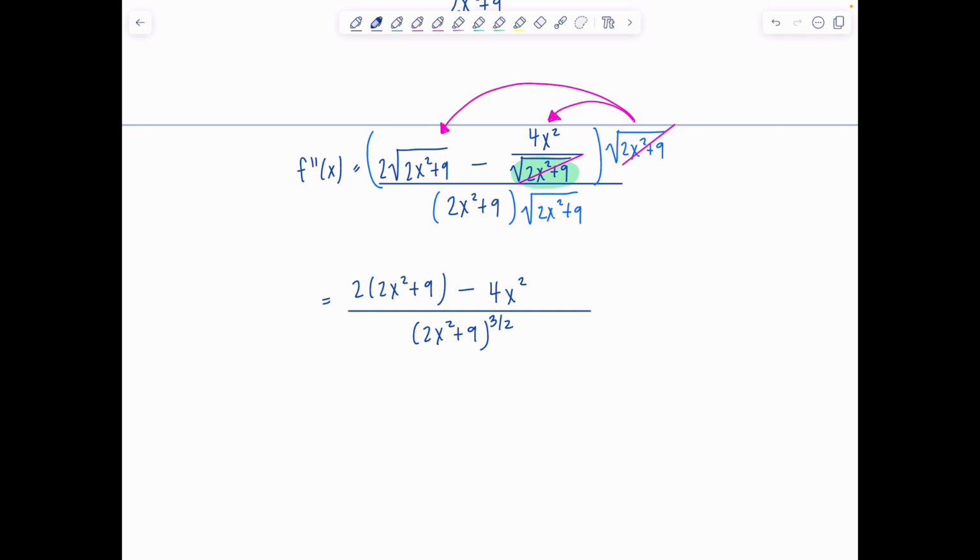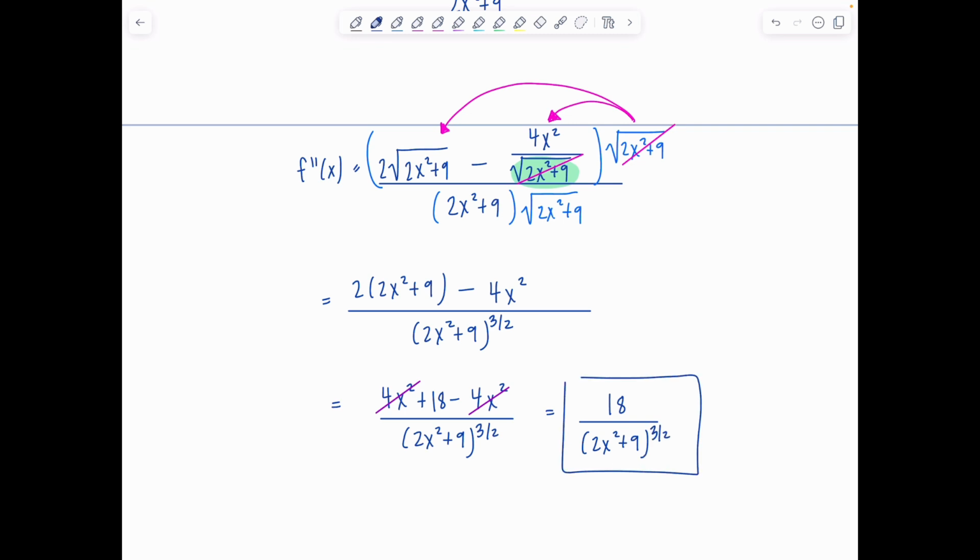So now just distribute in the numerator so we can combine some like terms. So 4x² + 18 minus 4x² over (2x² + 9)^(3/2). Oh, you know what? That should have been an 18. I was way too excited. My apologies. Then 4x² cancels out, and you're just left with 18 over (2x² + 9)^(3/2). Boom. There's our second derivative.